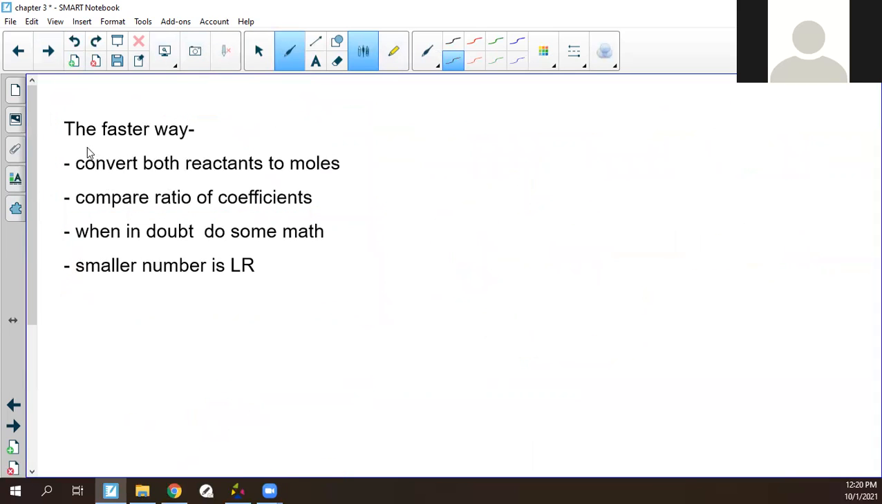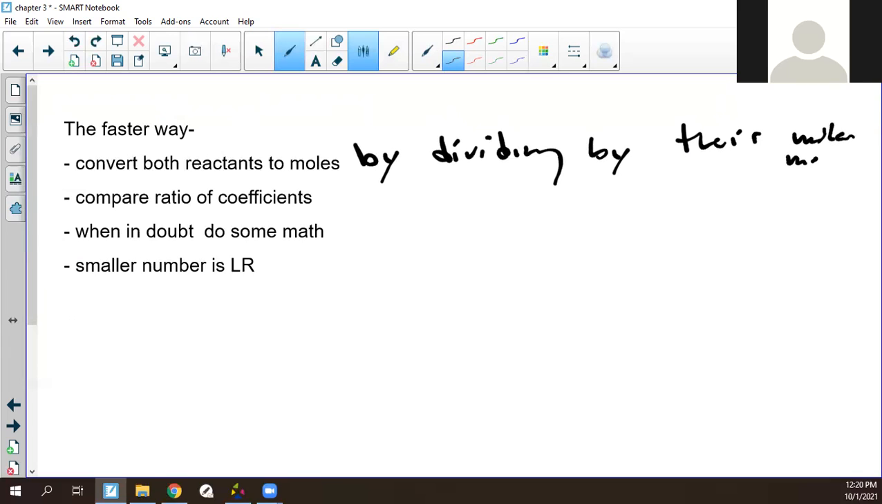This piece right here, convert both reactants to moles. You need to know how to do this, by dividing by their molar mass. You'll do this throughout the year a ton. This is the first time we're just doing this straight thing, but you'll do it a lot. So we convert both reactants to moles by dividing by their molar mass.